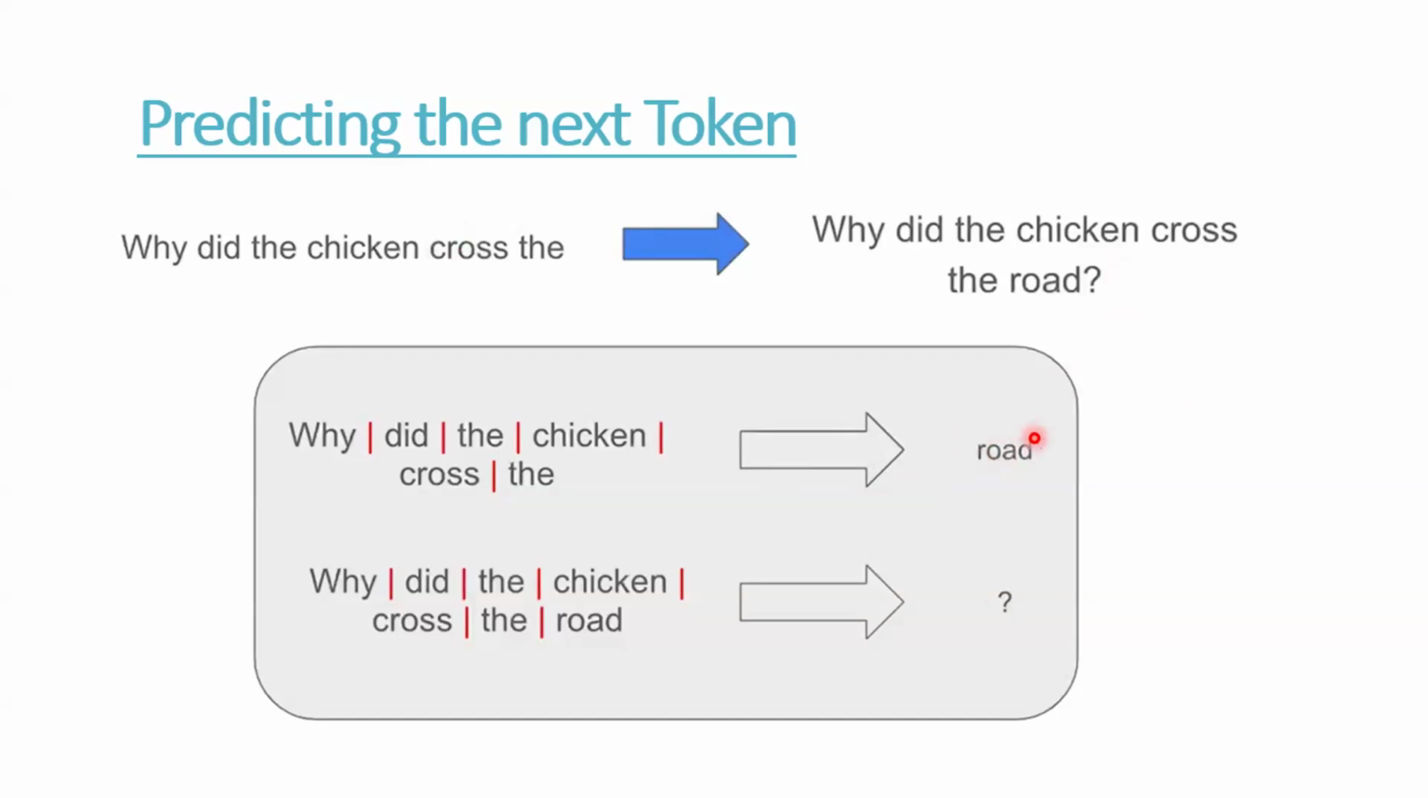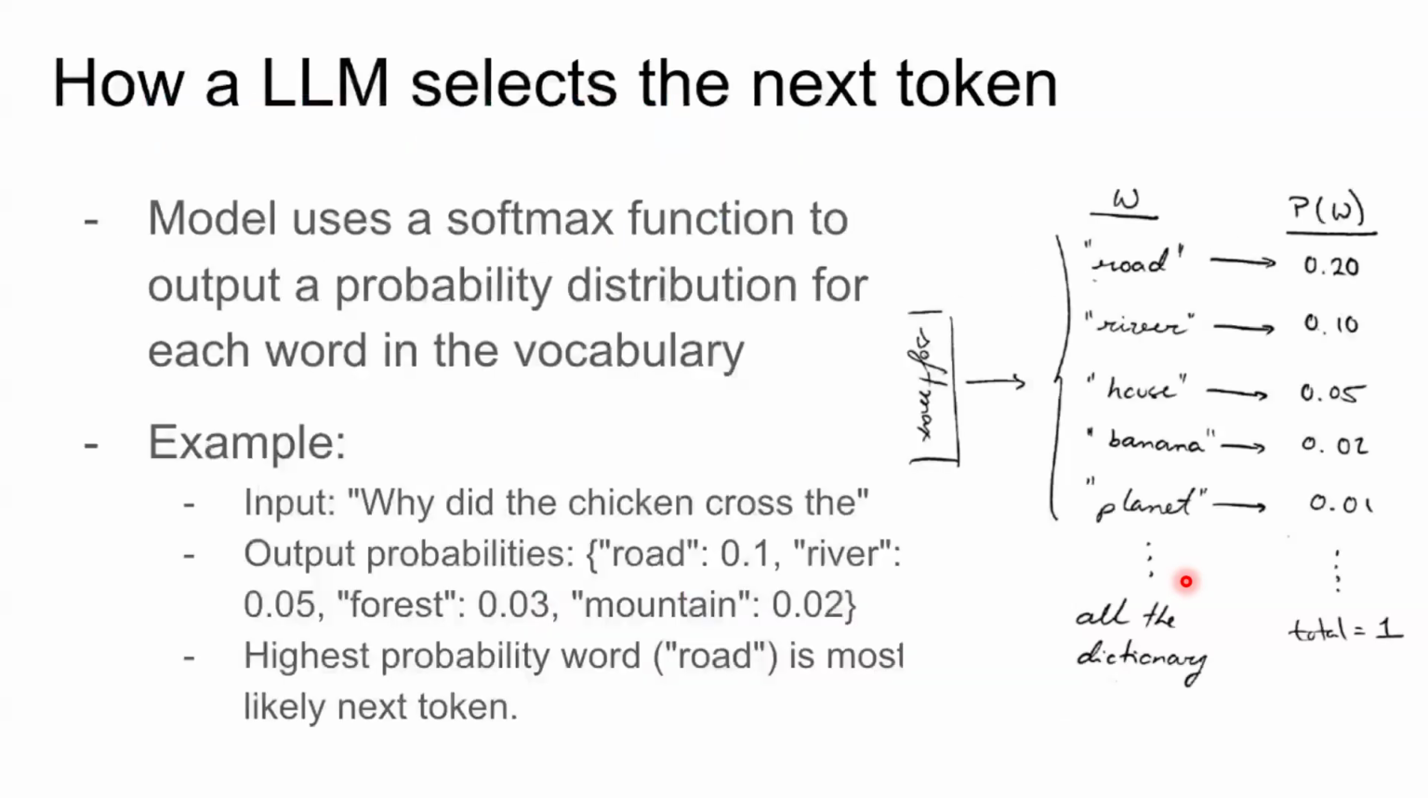Then it will say the probability of the word "road" is the maximum out of its dictionary to come next after this word. Then this "road" will again be passed into my network to see what should come after it. Now the full sentence is "Why did the chicken cross the road?" Now it is able to find out that there should be a question mark. So it will find that the question mark is the most probable next token. So this works like this.